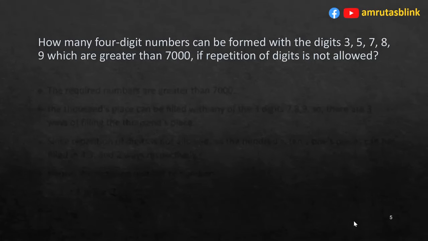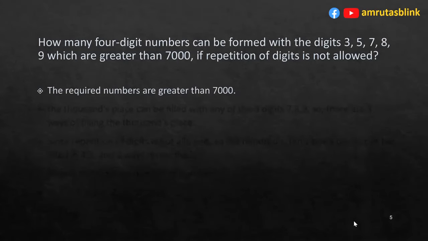How many 4-digit numbers can be formed with the digits 3, 5, 7, 8 and 9 which are greater than 7000 if repetition of digits is not allowed? Four-digit numbers can be formed with the digits 3, 5, 7, 8 and 9 which are greater than 7000 if repetition of digits is not allowed.